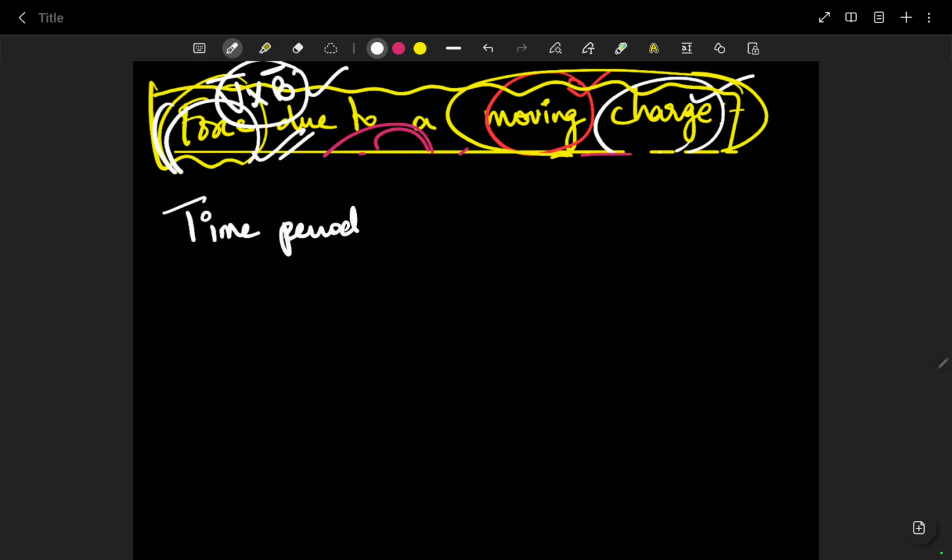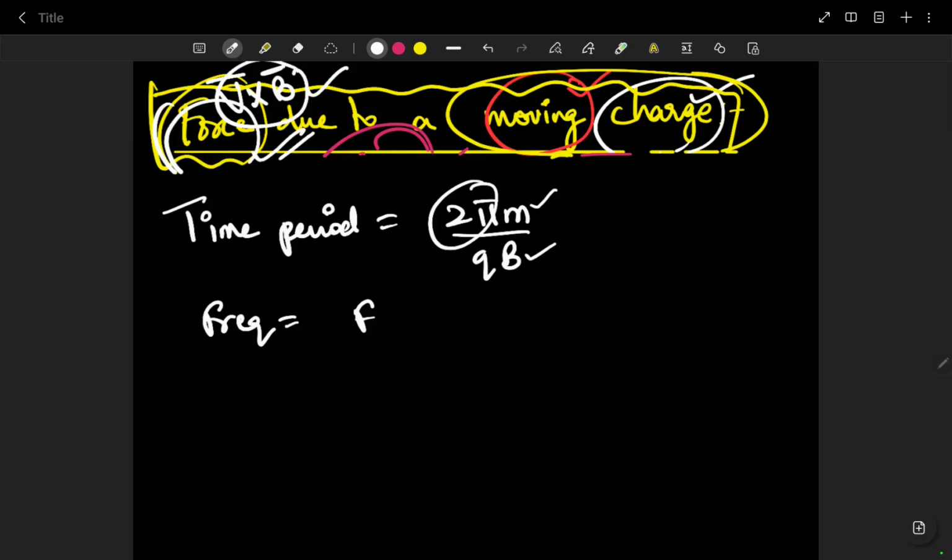So we need to know the formula of time period as well, which is 2 pi m by q b. Okay, m is mass of the charge, q is magnitude, and b is the magnetic field, right? 2 pi is the constant basically, and you know frequency is equal to 1 by T, so this formula will just be the reciprocal itself, that is qb by 2 pi m, right?